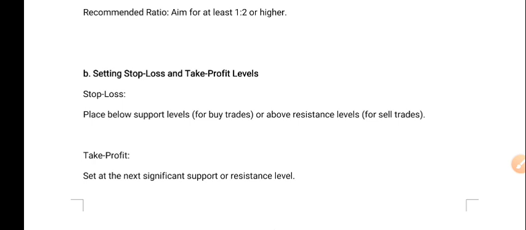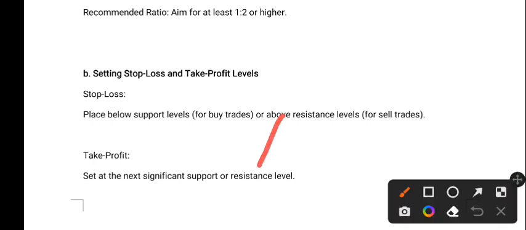Anyway, setting stop loss and take profit. Stop loss is placed below the support level for buy trades or above the resistance level for sell trades. You know what it means now. So this is the resistance level, so you put your stop loss above it. If you enter, let's say you enter here, this is where your stop loss is going to be. You understand? Yeah, because you are going this way.